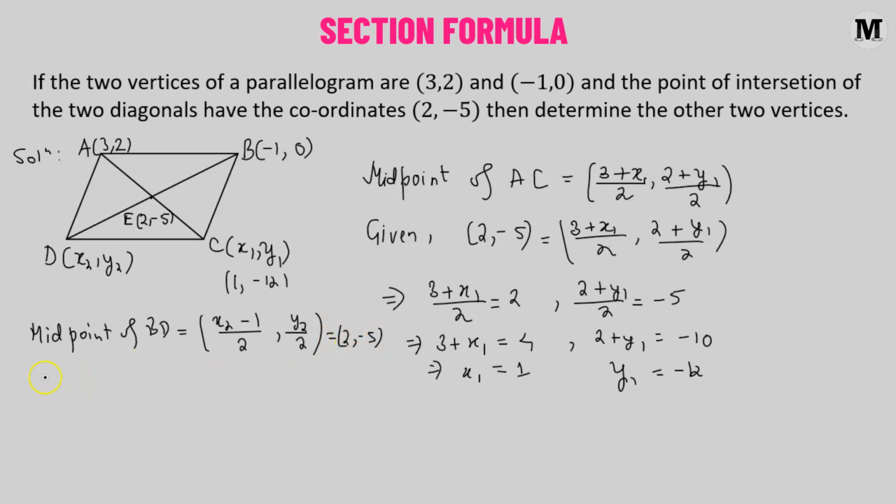So we can equate (x2 - 1)/2 with 2, and that's going to give us x2 equals 5. And then if we equate y2/2 with -5, we get y2 equal to -10. So we have obtained the coordinates of point D as well. That's going to be (5, -10).